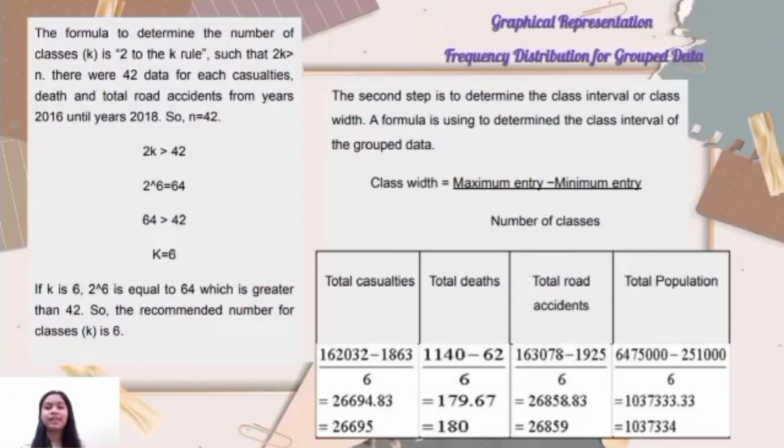Next step, we need to calculate the class width for each data. The formula for class width is maximum data entry minus minimum data entry, and then the answer divided by the number of classes. For example, total casualties, the maximum data entry is 162032. Then the minimum data entry is 1863. Then we subtract both numbers, divide by 6, and we get the answer 26695.